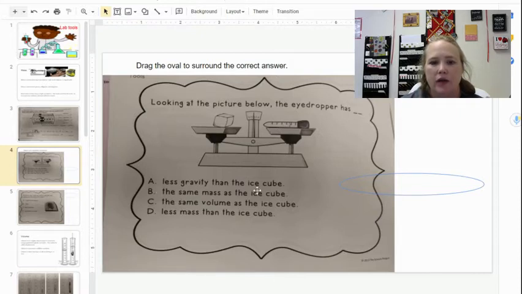Does it have less gravity than the ice cube? The same mass as the ice cube? The same volume as the ice cube? Or less mass than the ice cube? Think about what we just read about. Think about what a pan balance measures. Okay? And look at how, if it's even or not, in order to find the answer to that.